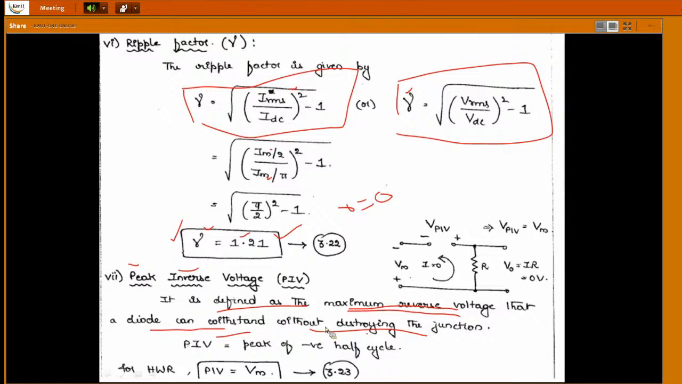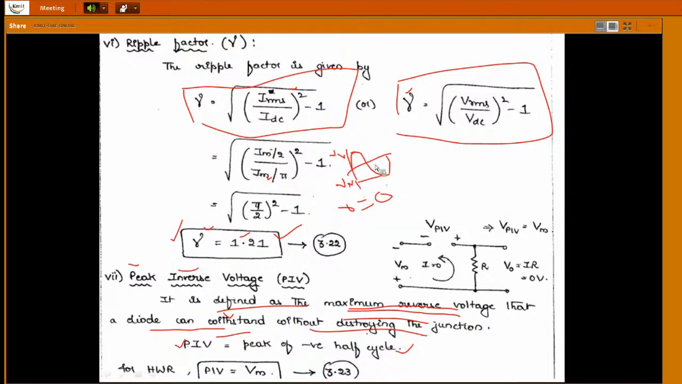That's why, without destroying the junction, up to what extent it can withstand is given by the peak inverse voltage. Now, peak inverse voltage is given by the peak of the negative half cycle. What is the negative half cycle peak? If you take this as the peak of the negative half cycle, and this the positive half cycle, this is the signal. What is this value? This is Vm, positive Vm, and this is also Vm.